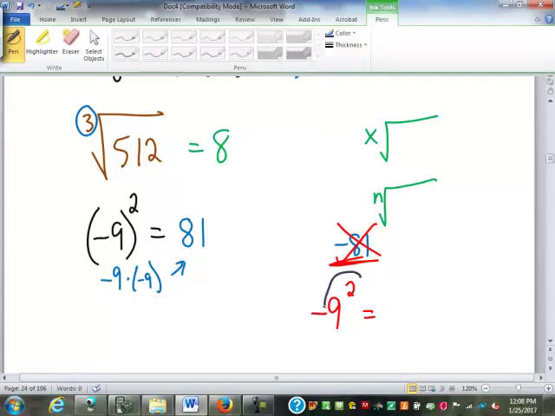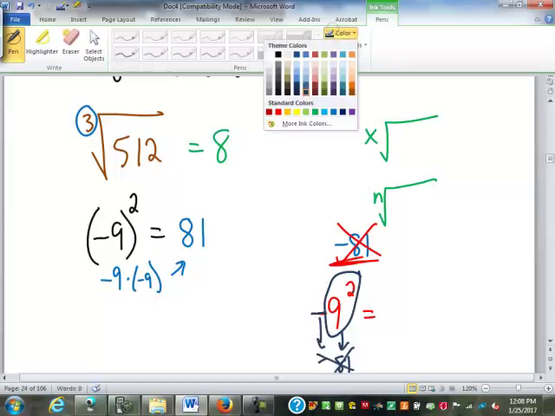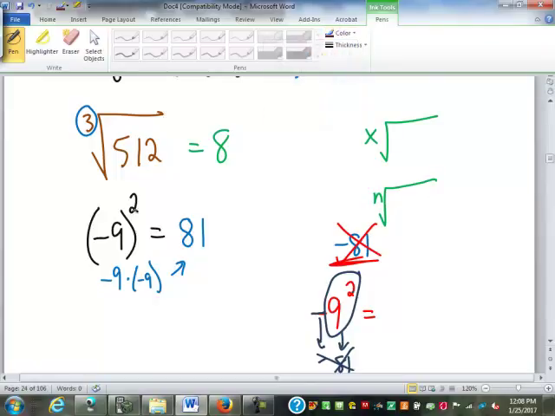So it's taking the 9 and squaring it to 81 and then putting the negative in front of it. And that is not what we're looking for here. A negative times a negative has to be a positive. In fact, any number squared has to be a positive.